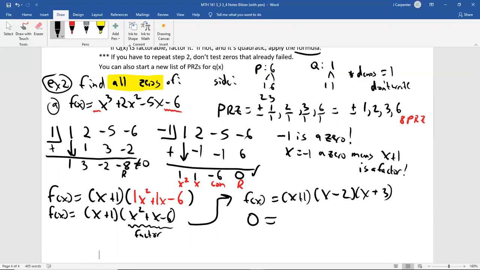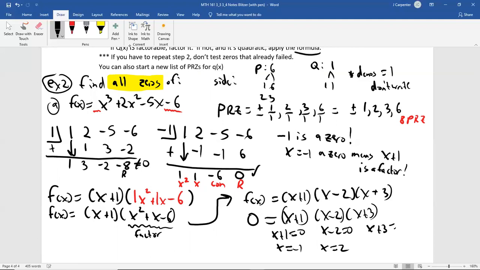So 0 equals x plus 1 times x minus 2 times x plus 3. And the first one's going to give us something we already know. X plus 1 equals 0 tells us x equals -1. X minus 2 equals 0, add 2 to both sides, you get x equals 2. Setting x plus 3 equal to 0, subtracting 3 on both sides gives us -3. Our 3 zeros, and we can very clearly see they all have a multiplicity of 1 because none of them have exponents. This was a cubic polynomial, so we have all the zeros.